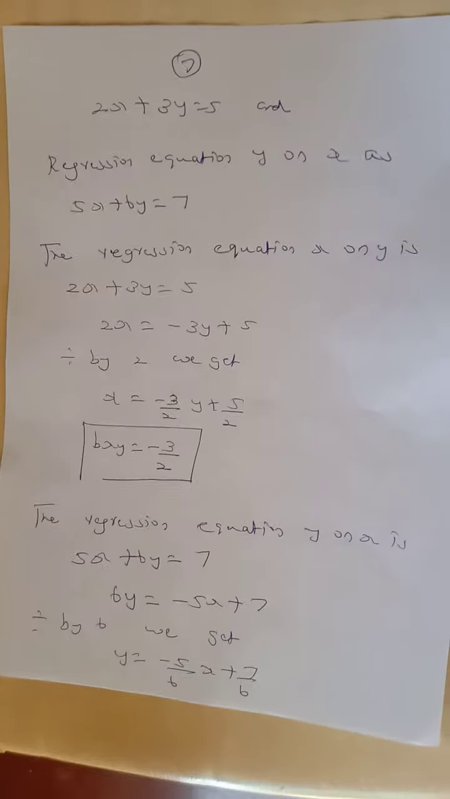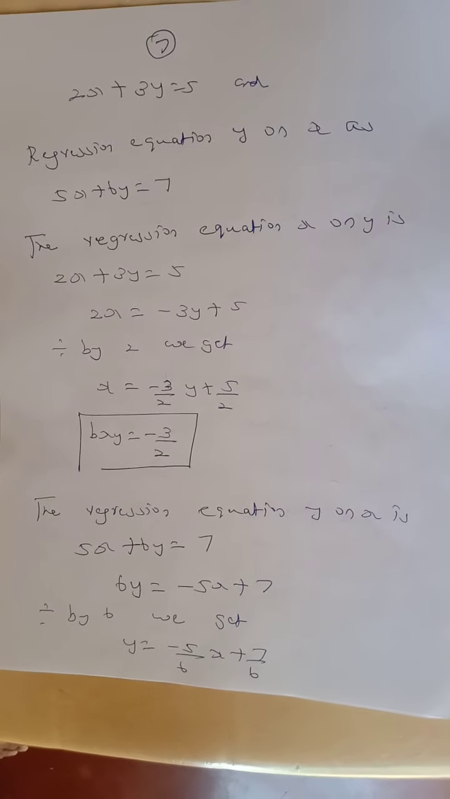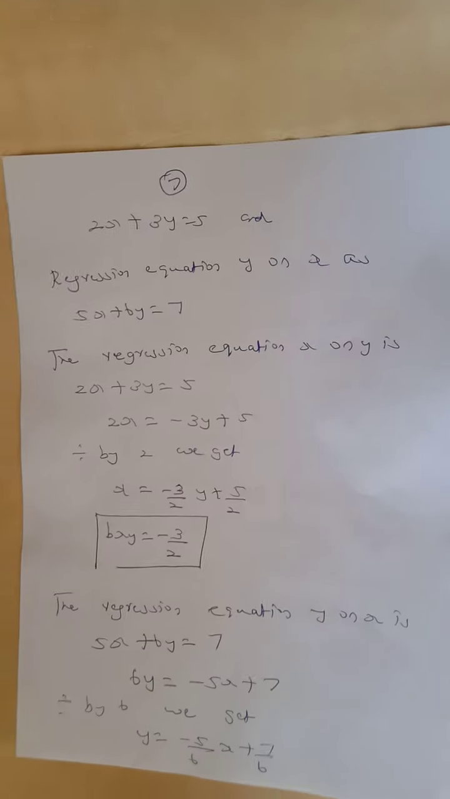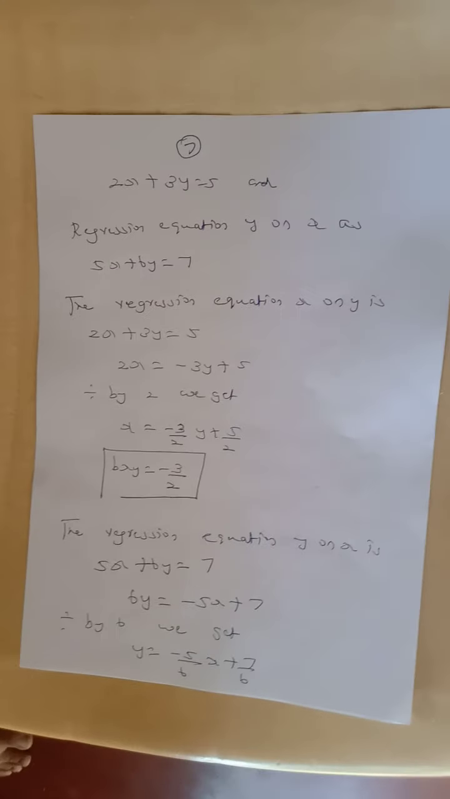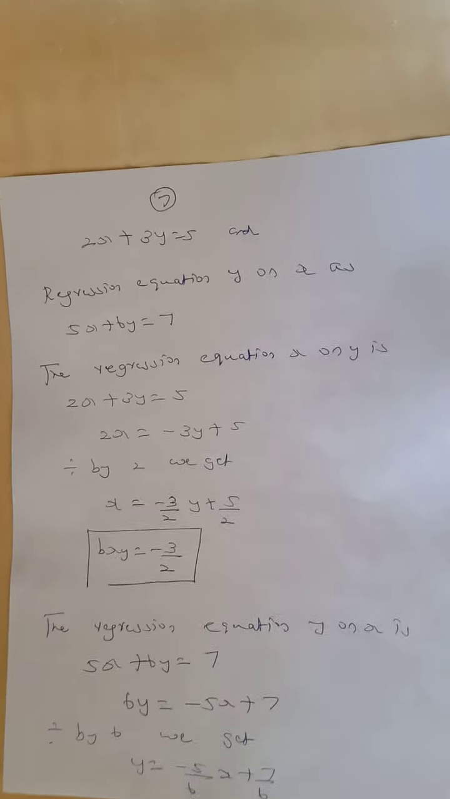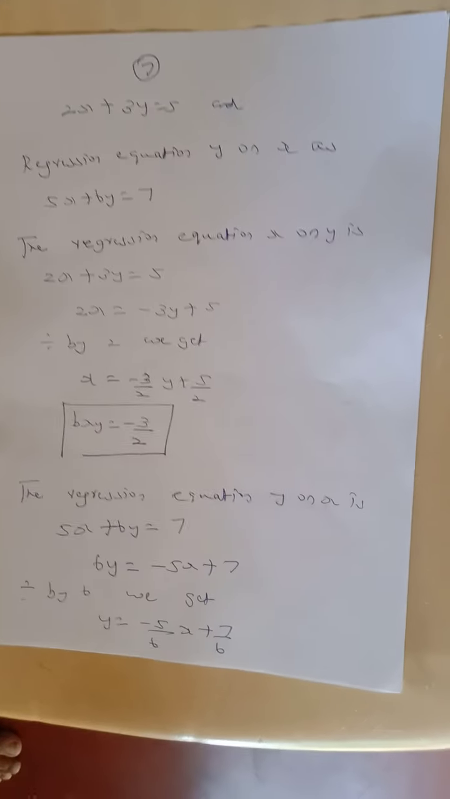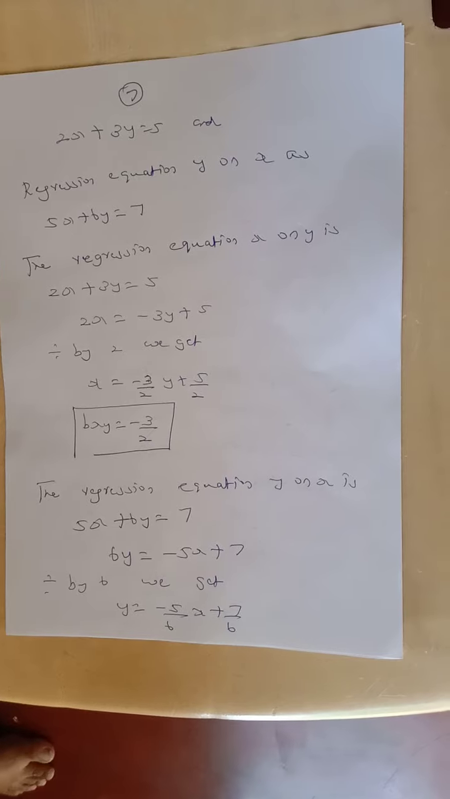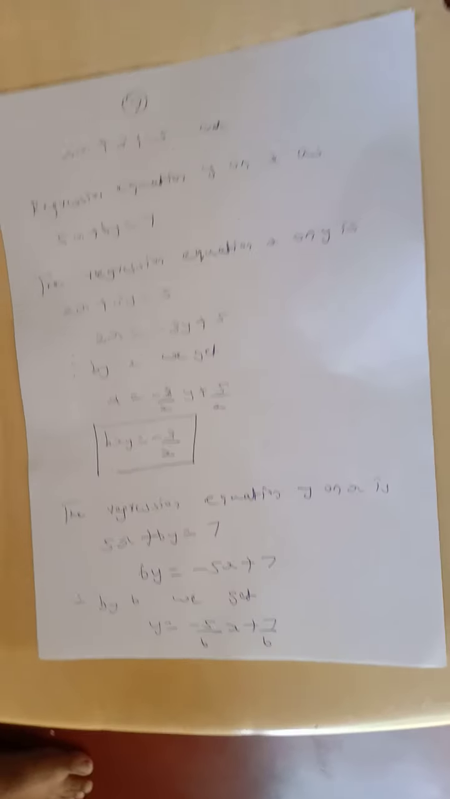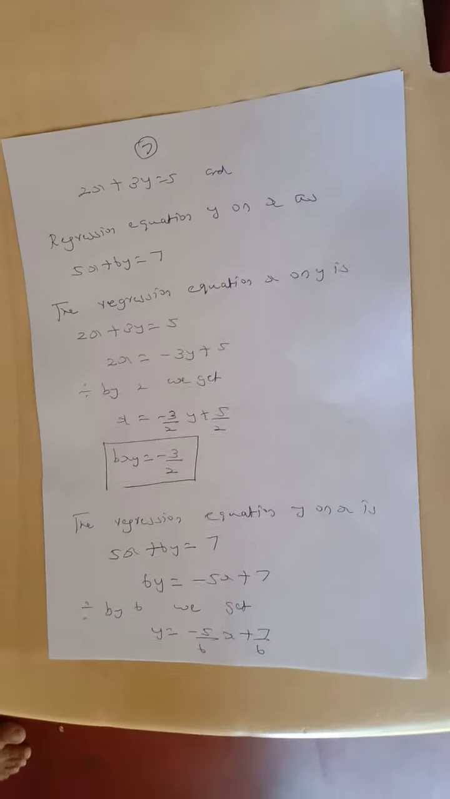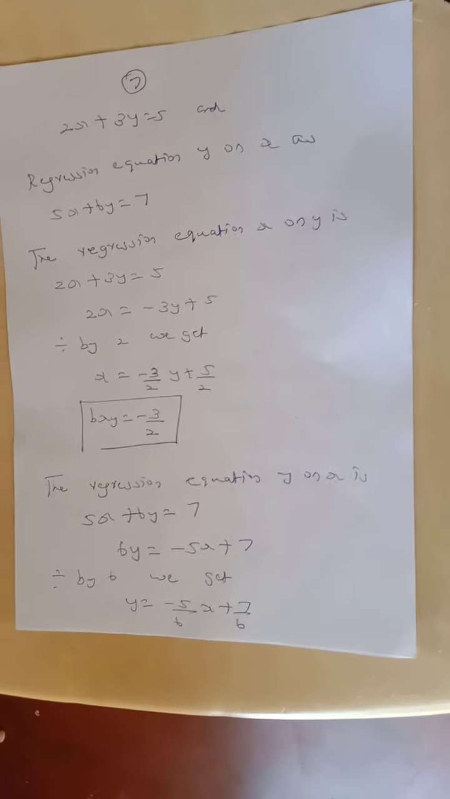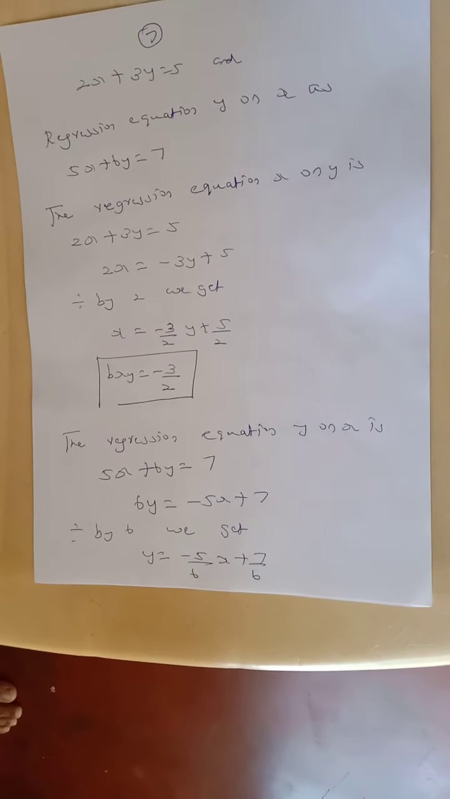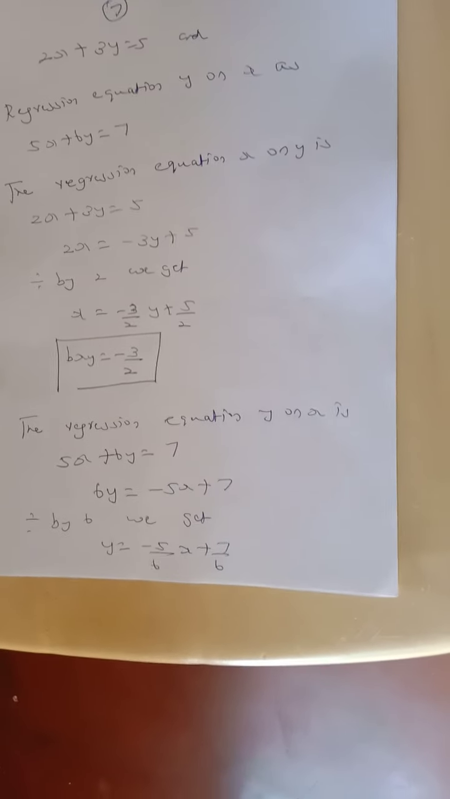So let us start with the problem. Let us assume the regression equation x on y as 2x plus 3y is equal to 5. We keep x on the left hand side: 2x is equal to minus 3y plus 5. Dividing by 2 we get x is equal to minus 3 by 2 y plus 5 by 2. So the regression coefficient x on y, bxy, is equal to minus 3 by 2.